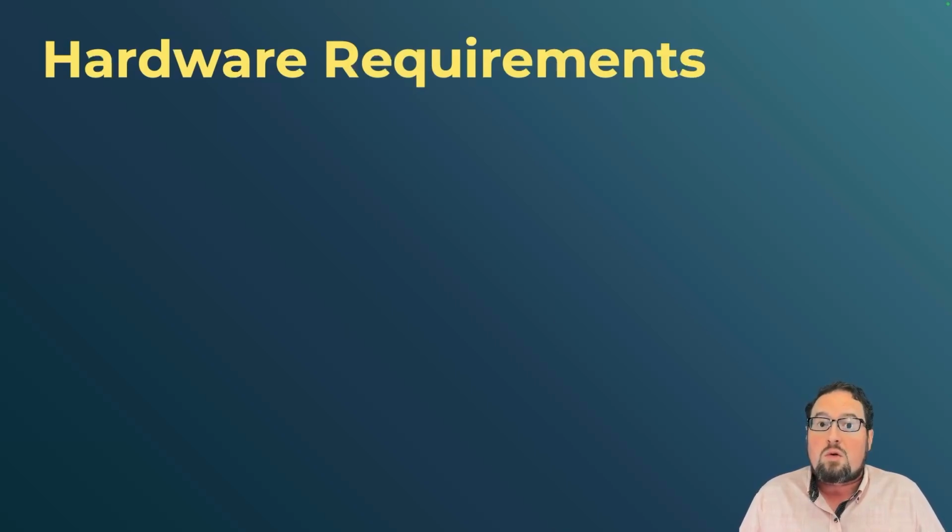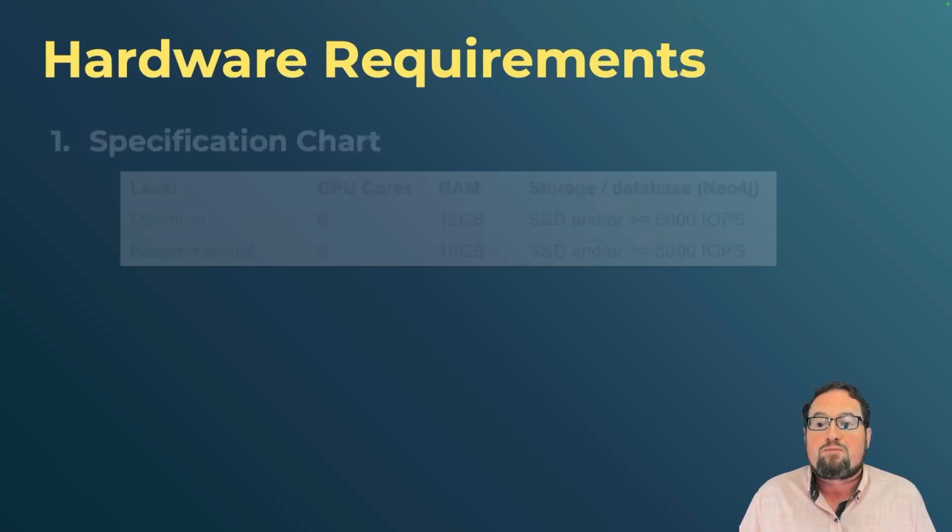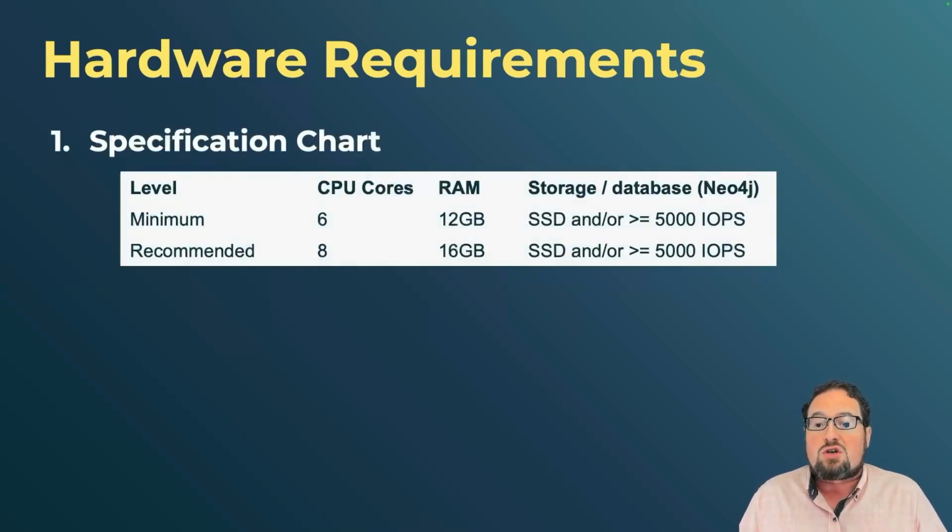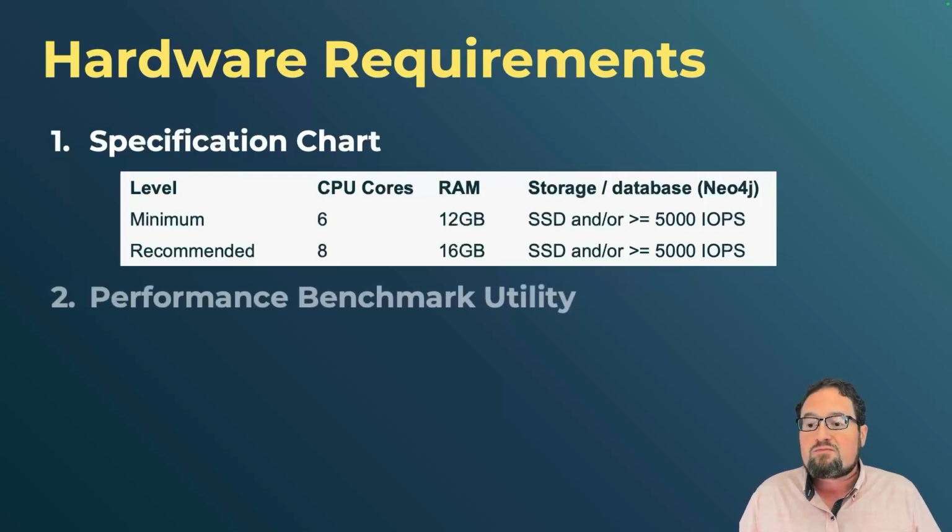Let's look at the hardware requirements necessary to run Infrahub. So here we have a specification chart, and you can see the minimum requirements is to have 6 CPU cores with 12 gigs of RAM, and your storage should be running at about 5,000 IOPS, or just you're running on a solid state drive. The recommended is a little bit more than that. So we have an 8 core listed here, 8 CPU core requirements, as well as 16 gigs of RAM, and then the same storage response time requirements.